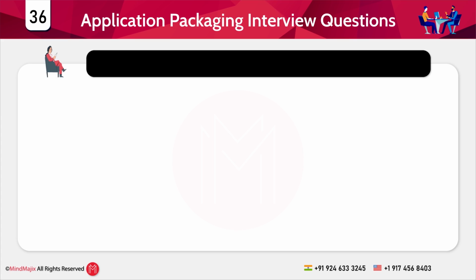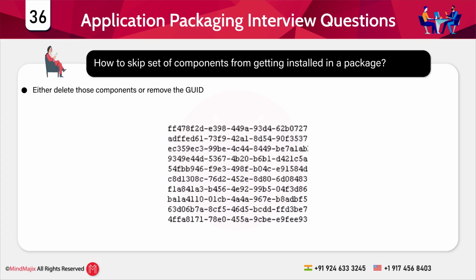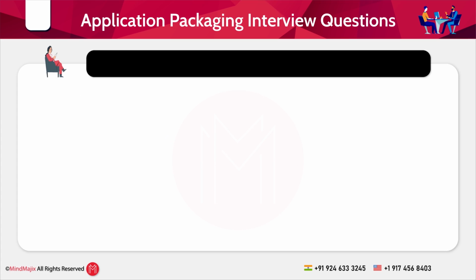Question number 36. How to skip a set of components from getting installed in a package? We can do one thing: either we can delete those components or we can remove the GUID of those components. In this way we can skip the set of components.